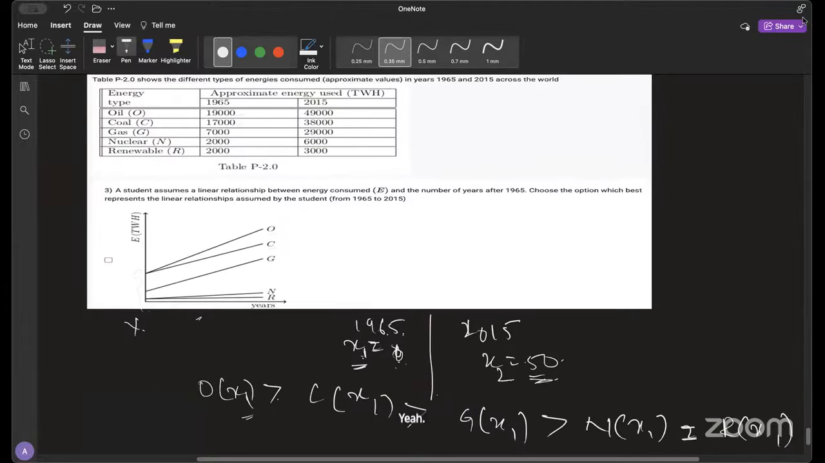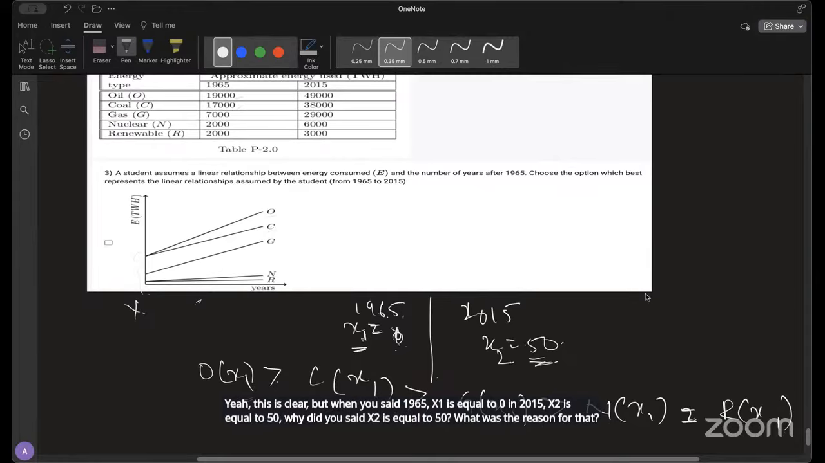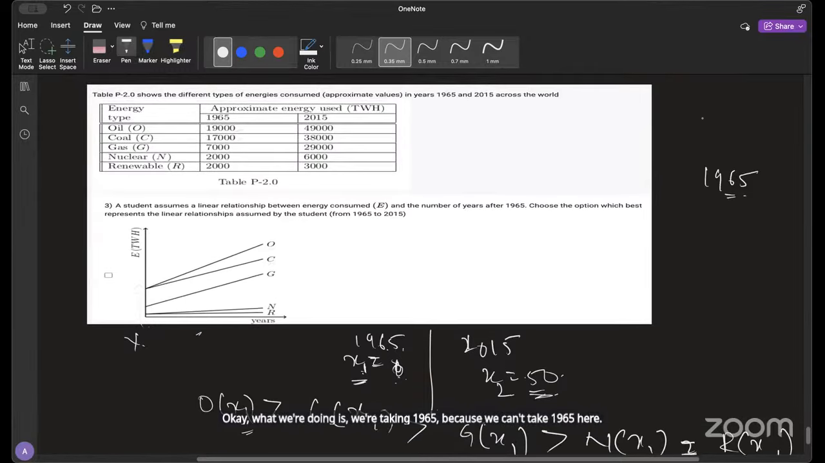Yeah, ma'am, this is clear, but when you said 1965, X1 is equal to 0 and 2015, X2 is equal to 50, what was the reason for that? Okay, instead of 1965, on the x-axis we're taking it to be 0. We're initializing this as 0. So if 1965 is considered the 0th year, then 2015 should be considered the 50th year, right?